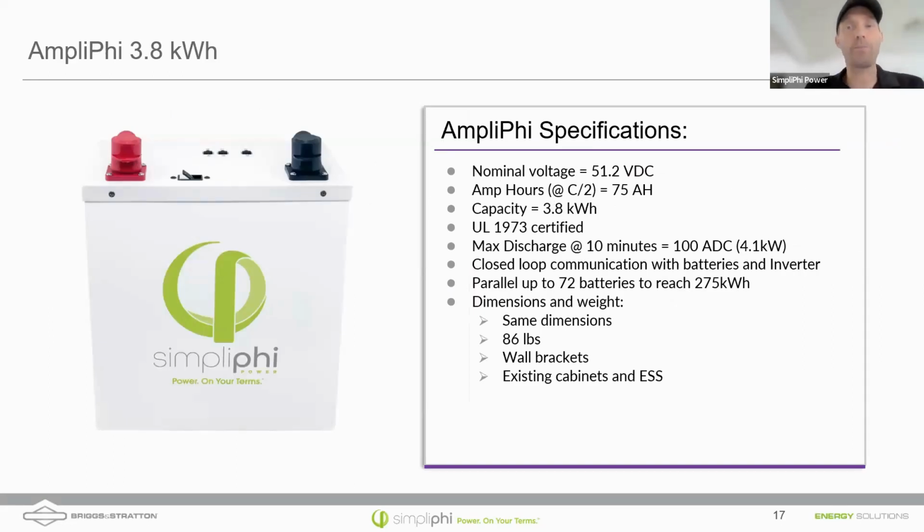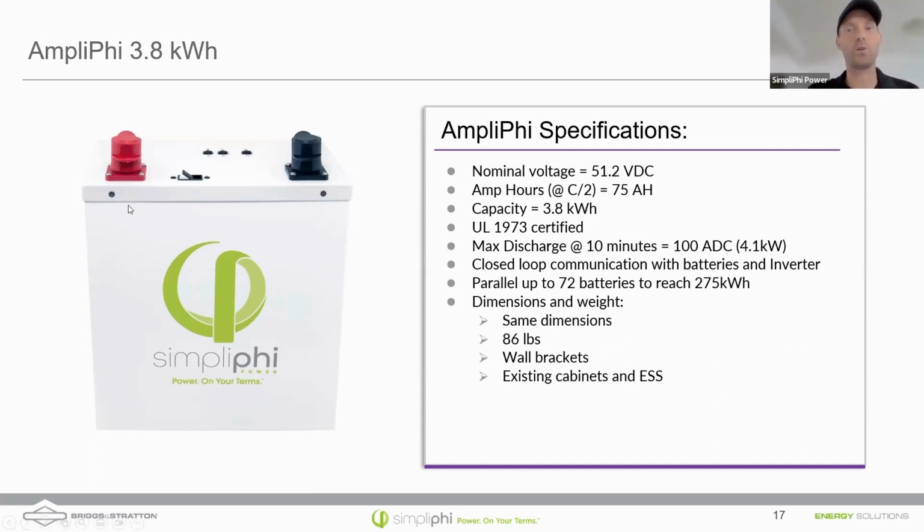Amplify battery has a nominal voltage of 51.2 volts. That's a 48 volt battery. Nominal voltage means the voltage of the battery at a 50% state of charge. So at a 50% state of charge, the voltage will be 51.2. But classification wise, it's a 48 volt battery. The battery voltage will range from 48 volts all the way up to close to 54. This battery only comes in a 48 volt option.